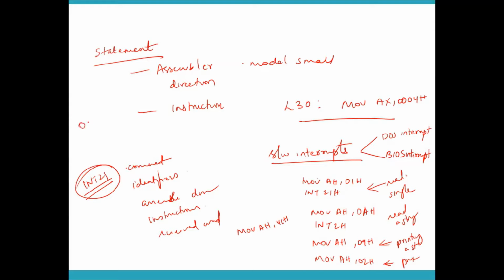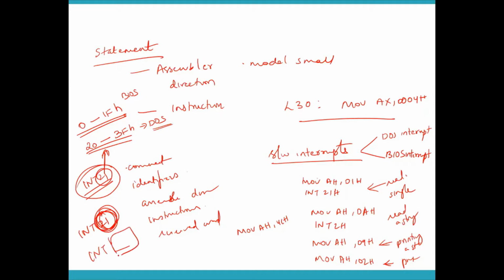What you have to keep in mind is that 0 to 1FH is called a BIOS interrupt, and 20 to 3FH is called a DOS interrupt. Where does our 21 come in? Our 21 comes in this category. If I write INT 21, this 21 comes in this category. So if the interrupt number is between 20 to 3F, it is a DOS interrupt. The number you write after INT, the interrupt number, if it is between 0 to 1F, then you are actually making use of a BIOS interrupt.